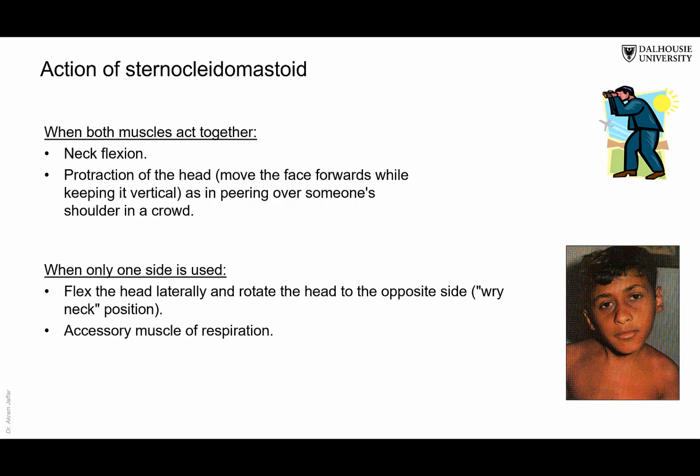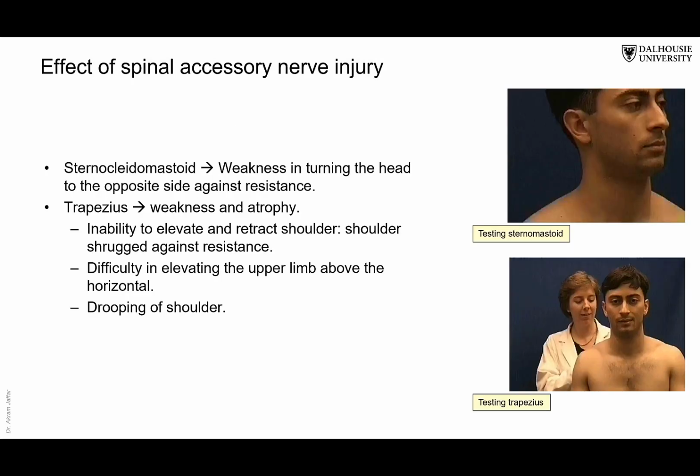If only one muscle is working, then it will flex the neck to one side and rotate the chin to the other side, as if you are looking under a table. This is if one muscle is working. And this is to show you how to test for the integrity of the spinal root of the accessory nerve, because the accessory nerve supplies these two muscles. So you can ask the patient to turn the face or the chin against resistance to test the sternocleidomastoid muscle. And also you can ask the patient to shrug the shoulder against resistance to test the action of the trapezius muscle.